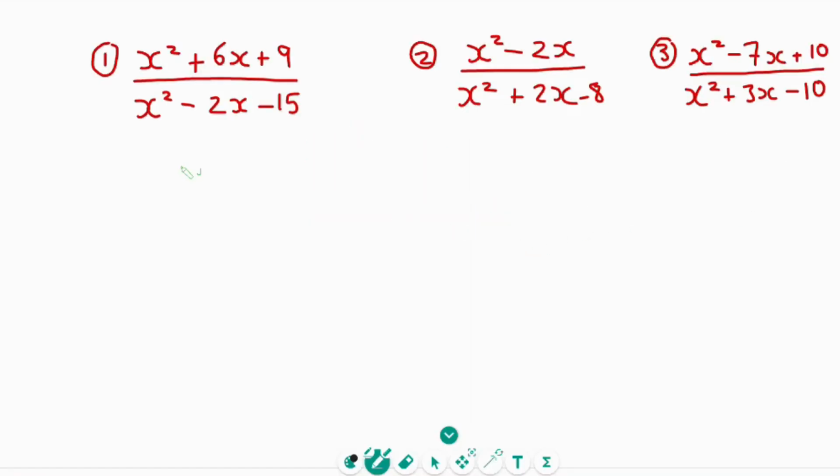Okay, you may be ready to have a go at some yourself. If not, maybe just watch a couple of examples. I've got 6 for you to have a go at yourself. Two numbers that multiply to get 9, add to get 6. 3 and 3.